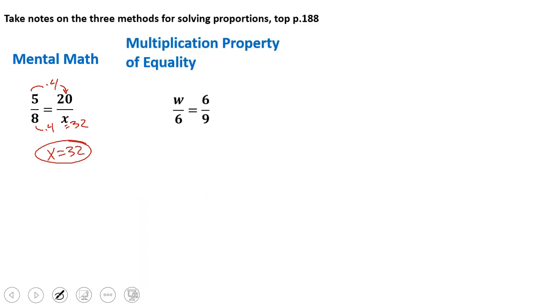The multiplication property of equality method. We know the multiplication property of equality. We used it when we were solving equations back in Unit 3. Then we multiply both sides of this equation by the same number. Well, a proportion is an equation. It just has 2 ratios that are equal. It looks like 2 fractions that are equal. And so we come over here and I multiply both sides by 6. And these 6's cancel out, giving me w. Well, 6 times 6 is 36, divided by 9 is 4. That quick. That is the multiplication property of equality.